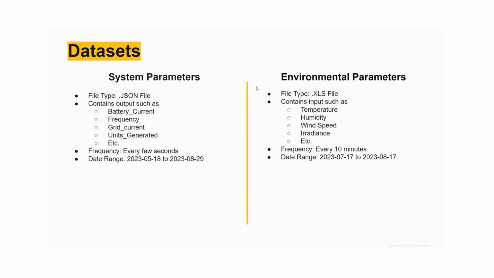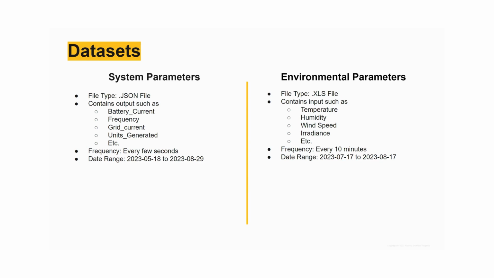The data sets that we were provided were two main data sets. The first data set was the system parameters, where we were provided with a JSON file, which contained the output of the solar panel energy. The frequency of that data set was after every 2 seconds, and the date range was from 18th of March all the way to 29th of August.